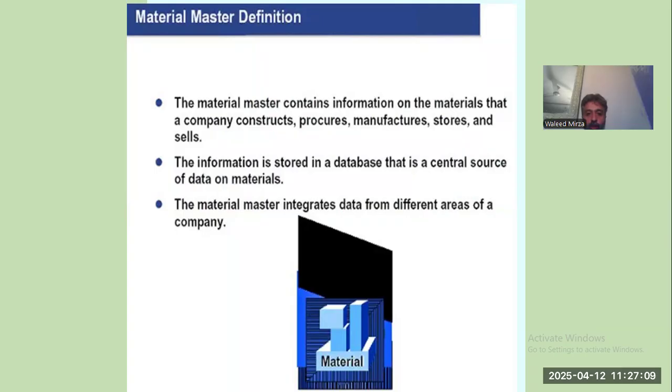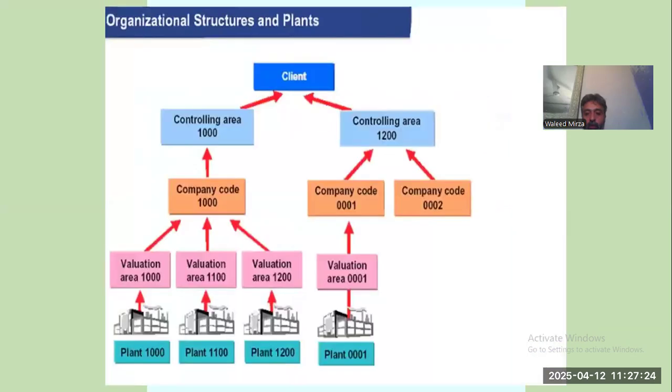It stores info regarding procurements, manufacturers, and this data is then stored in a database, and Material Master integrates with various parts of the company. This is the hierarchy that becomes the landscape of SAP for an enterprise. At the top, we have a client. At the very bottom, we have plants.